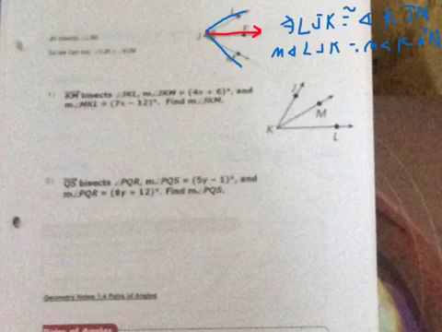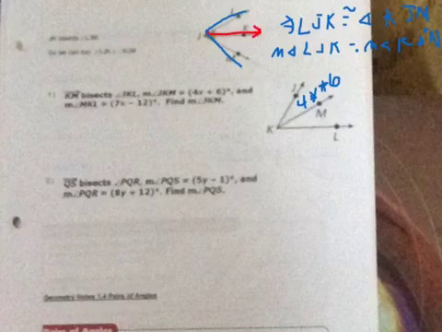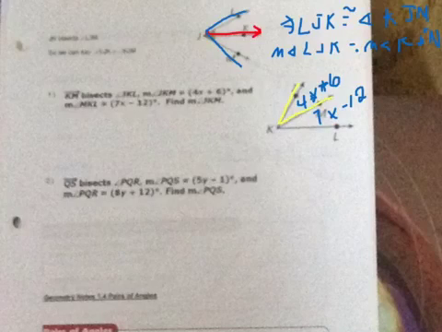KM bisects JKL. Measure of angle JKM is 4x plus 6. I'm just going to write it in there. 4x plus 6 degrees. And then MKL, which is the other half, is 7x minus 12. And they want us to find what JKM is equal to. And remember, what they're asking us when they're asking us for JKM is this right here.